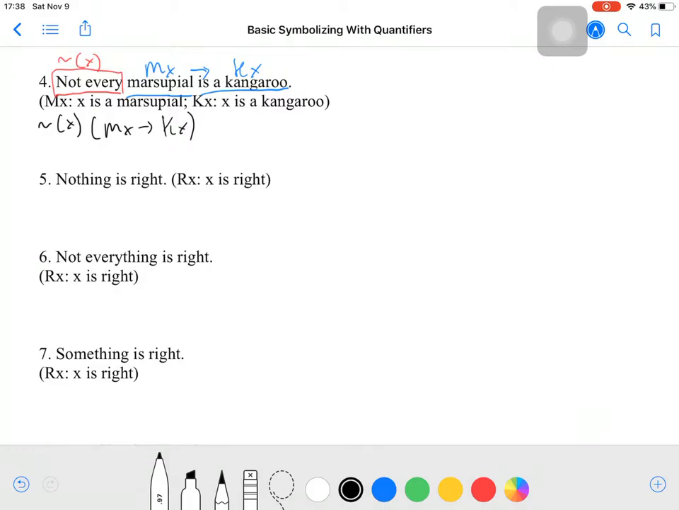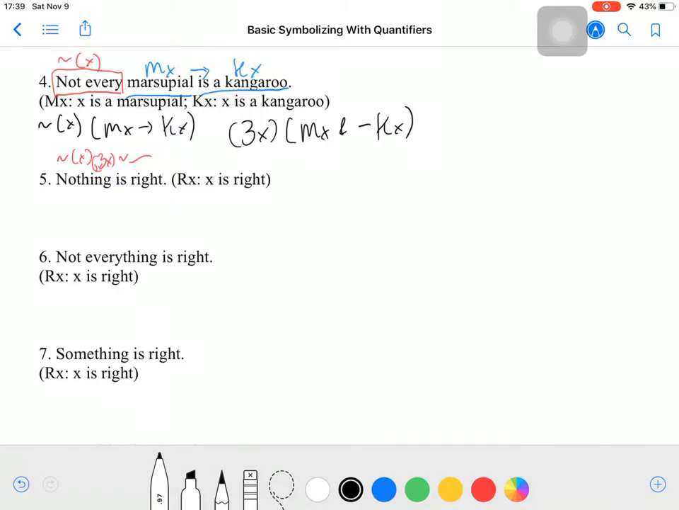This is also equivalent to saying that there exists some x out there in the world such that they are both a marsupial and not a kangaroo. These are equivalent statements. Number 5 looks a little bit more like the type of thing you will see in this class a lot. Nothing is right, so nothing. There's two different ways of translating this. You could translate nothing as not all, or you can translate it as an existential claim, there exists x, with a negation after it. So let's do it with both.